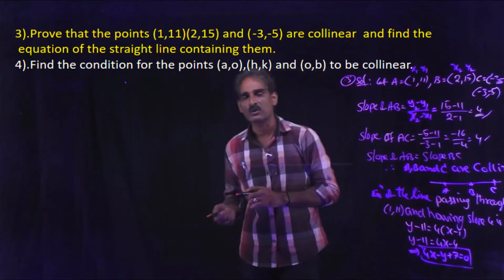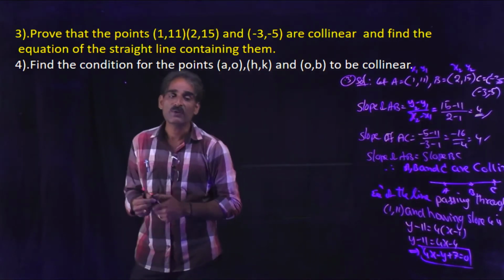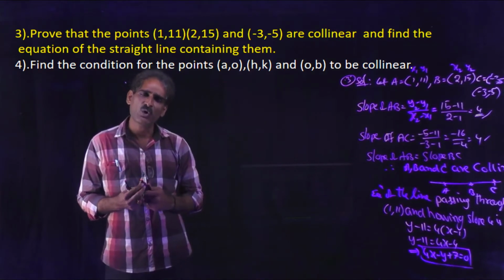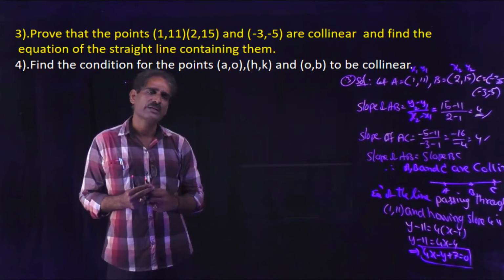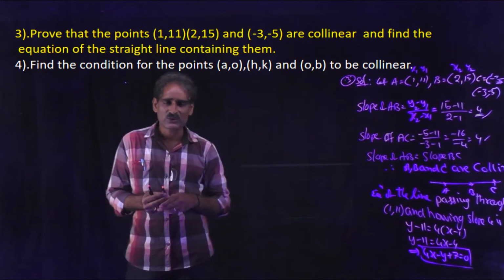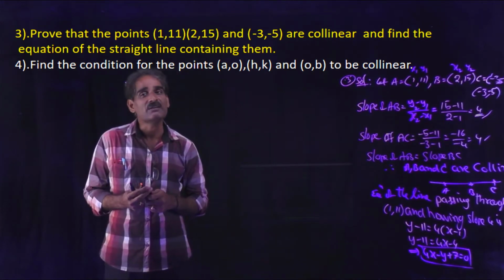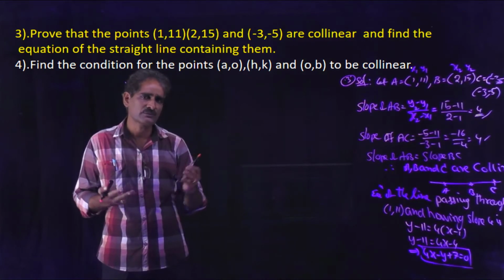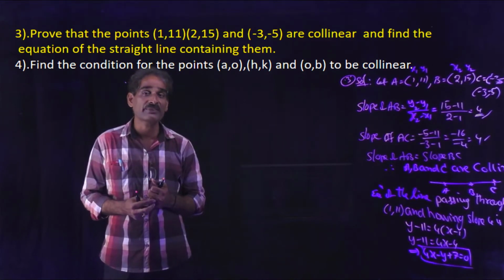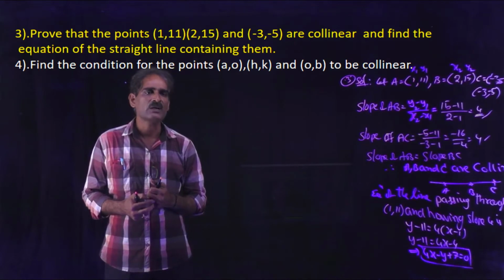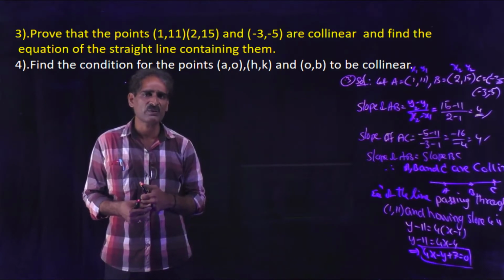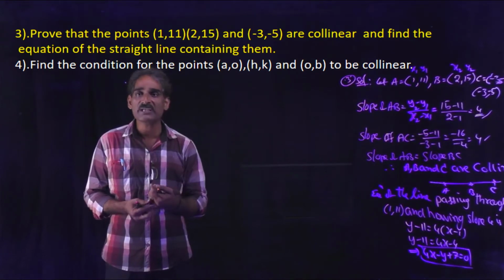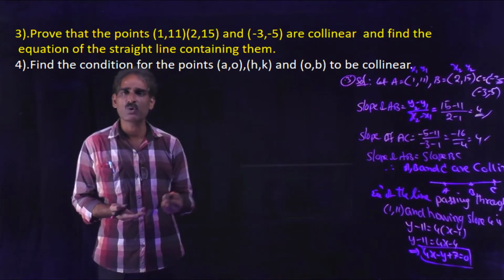Understand? So now come to the second problem. Find the condition for the points a comma 0, h comma k and 0 comma b to be collinear. Just observe the points. a comma 0 are the coordinates of a point on the x-axis. And 0 comma b is a point on the y-axis. Definitely, if x is 0, it should be on the y-axis. And h comma k can be any point.